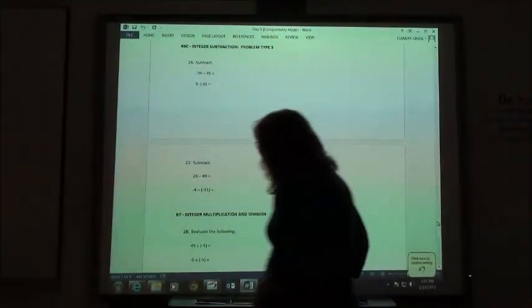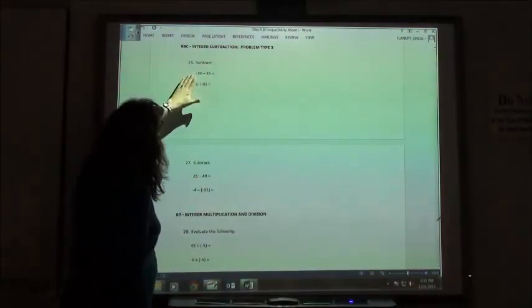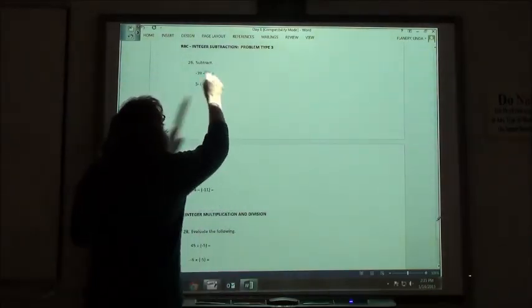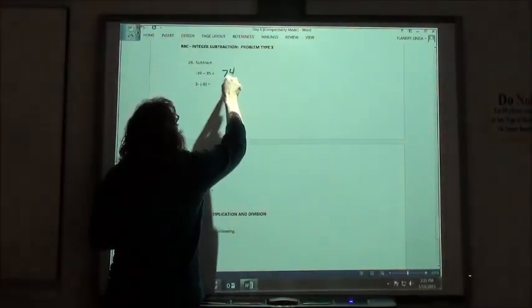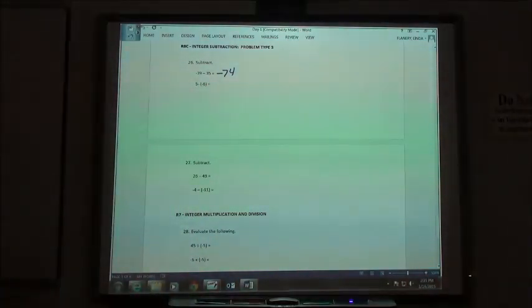Number 26 then. I have negative 39 minus 35. They both have minus signs in front. I'm going to add and keep my sign. So if I add those, I'm going to get 74. I keep my sign, so negative 74 is my answer.